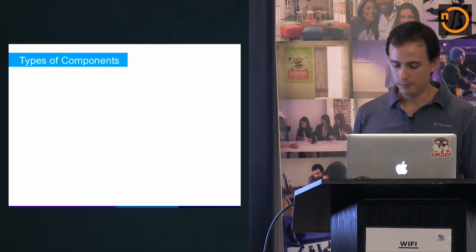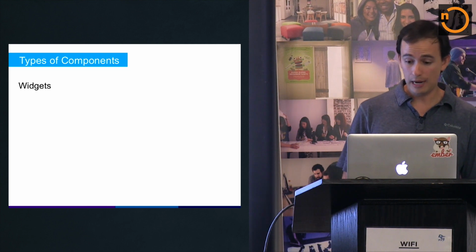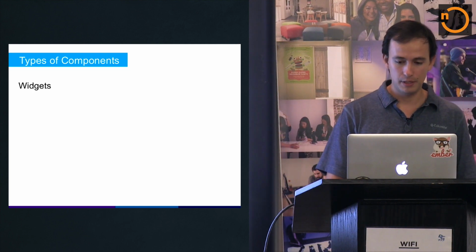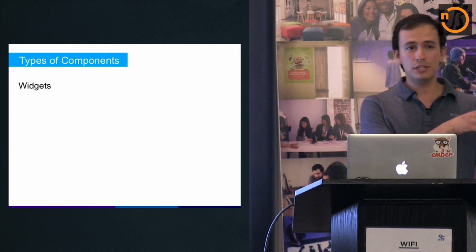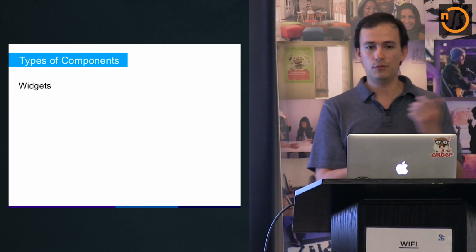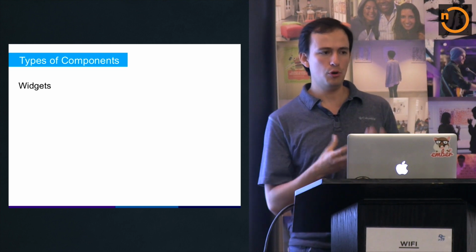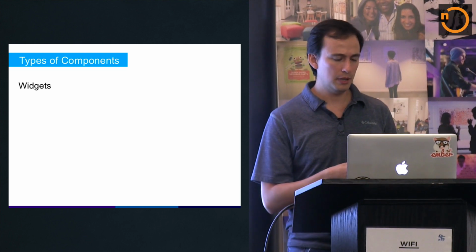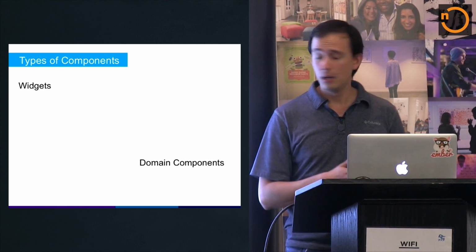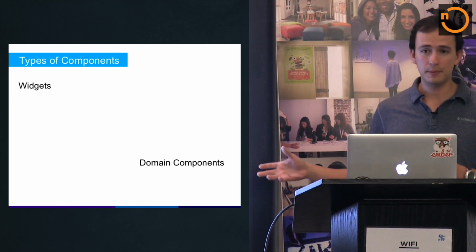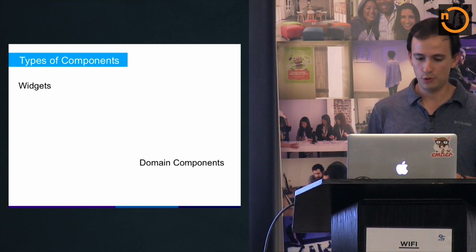So a lot is happening in 2.0, and a lot of that is around components. As I mentioned, widgets are one of the different types of components, and it's often the one we think of first when we think of components. I'll show you some examples of widgets. We also have domain-specific components. I'll show you some of these.